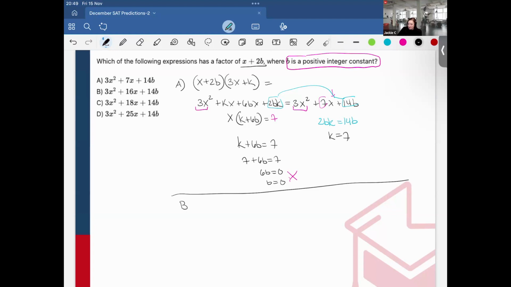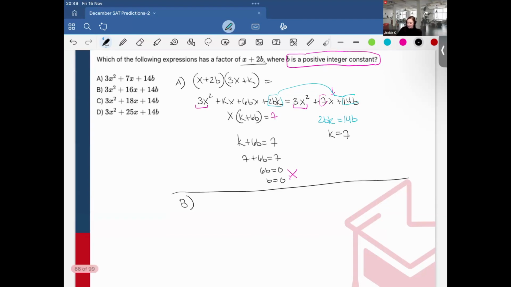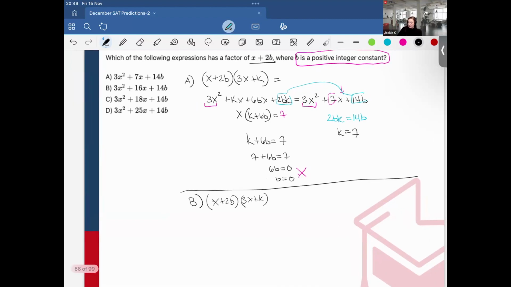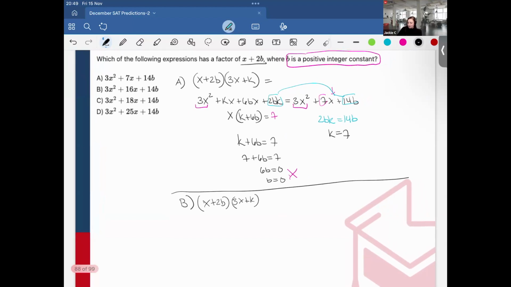However, my expression is going to be the same in each of them. I'll write out one more for B, but it would be the same. I would expand x plus 2b times 3x plus k. It expands to 3x squared plus kx plus 6bx, exactly the same as above.